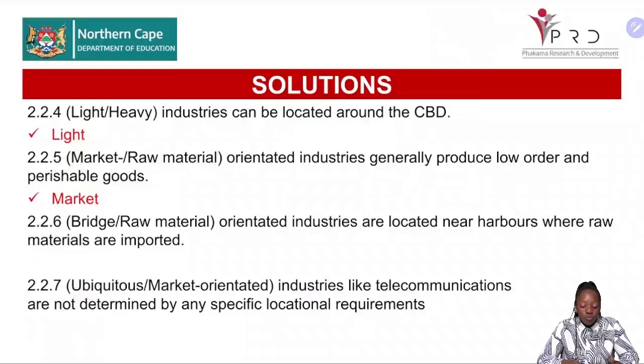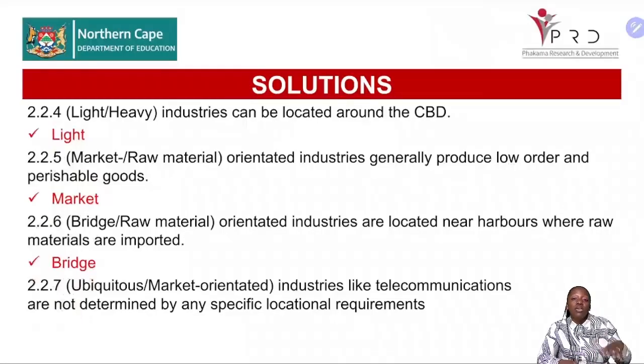Then your 2.2.6, the bridge or the raw material oriented industry are located near the harbors where raw material is imported. Remember, it is a bridge because one mode of transport replaces the other. So they are located near the harbors where they will receive their goods through the ships, which is the water mode, and then it will be transported into the trucks, which is the road mode, or it will go straight into the airport, which is the air mode. So one mode of transport has replaced the other.